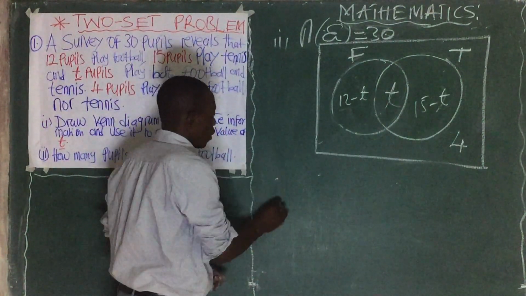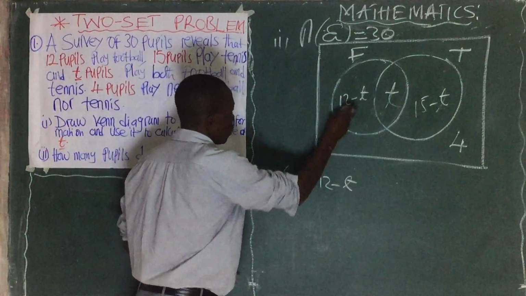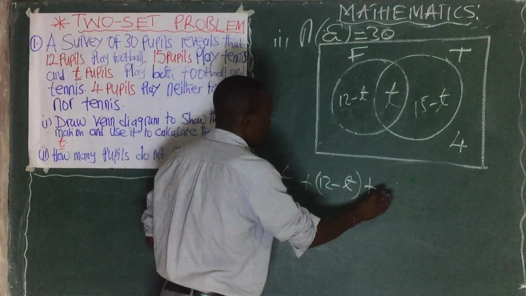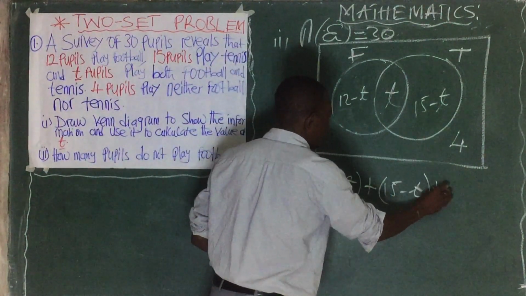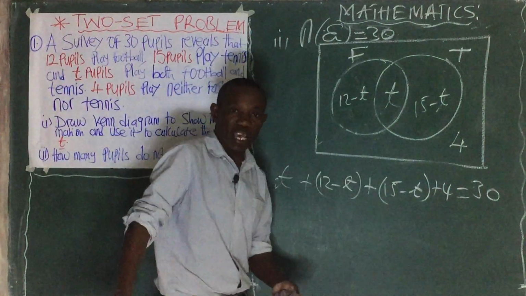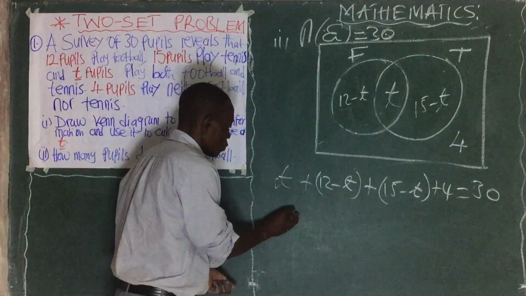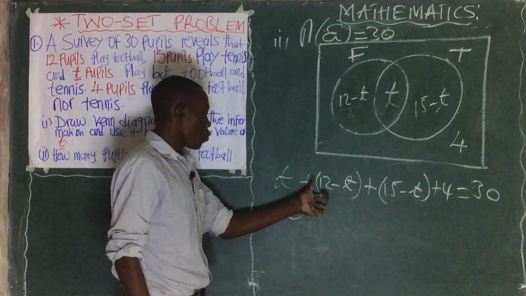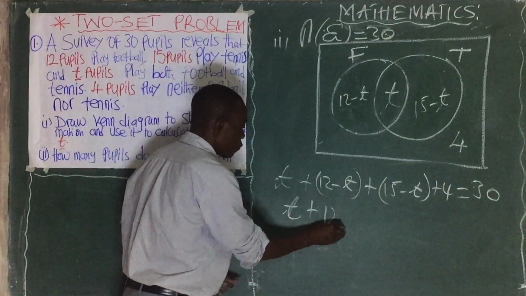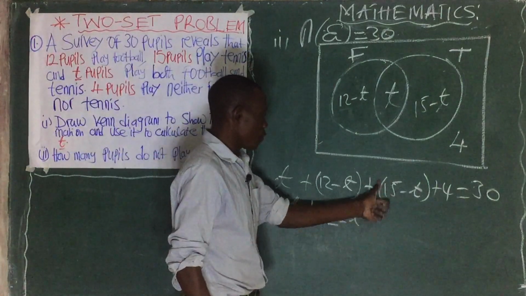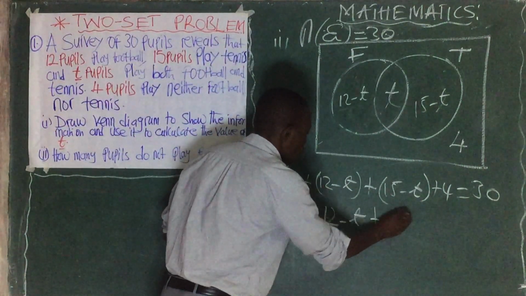So here we go. We have t plus 12 minus t, and then plus 15 minus t, plus 4 here, gives us 30. If you try to solve this equation with the variable t within it, we have t plus, here there's a 1, we are removing the bracket now, 1 multiplied by everything inside, so 12 minus t, and the same for this outside bracket, multiplied by all terms inside the bracket, we have plus 15 minus t.